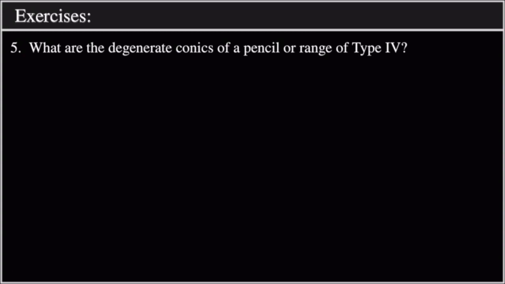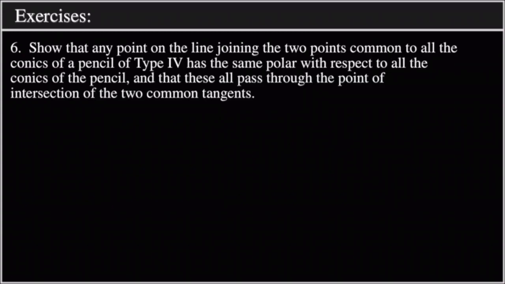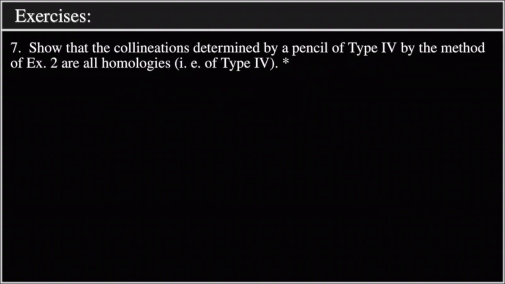5. What are the degenerate conics of a pencil or range of type 4? 6. Show that any point on the line joining the 2 points common to all the conics of a pencil of type 4 has the same polar with respect to all the conics of the pencil, and that these all pass through the point of intersection of the 2 common tangents. 7. Show that the collineations determined by a pencil of type 4 by the method of exercise 2 are all homologies, i.e. of type 4.